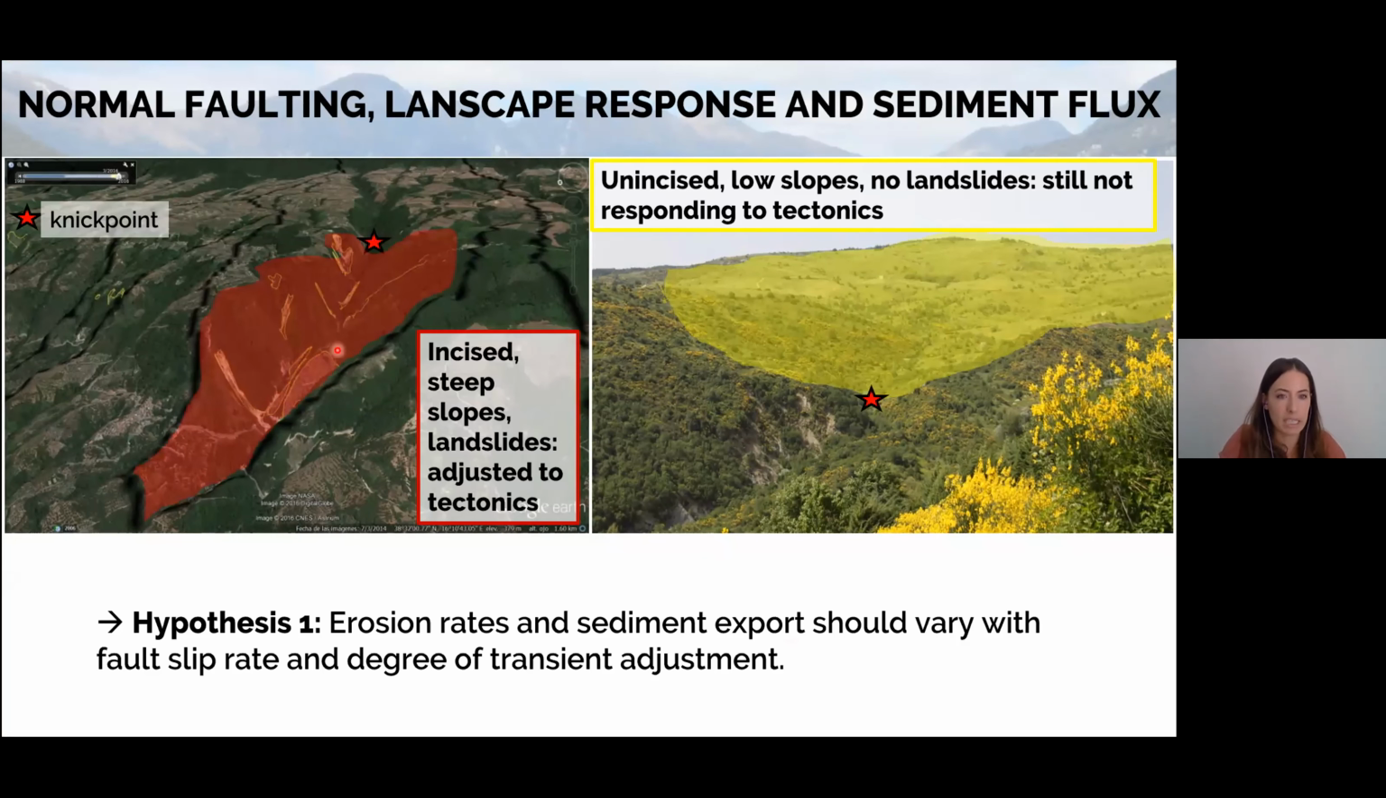So we have a lower sector that is incised, has steep slopes and has landslides. Landslides are these polygons here, which is adjusted or adjusting to tectonics. And we have an upper sector that is unincised and has low slopes, no landslides, and still has not responded to tectonics. And the boundary between these two sectors is marked by these breaks in slope in the long profiles, by this nick point. So I hope you can see that this is a great place to test this.